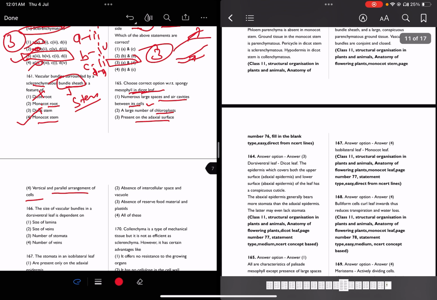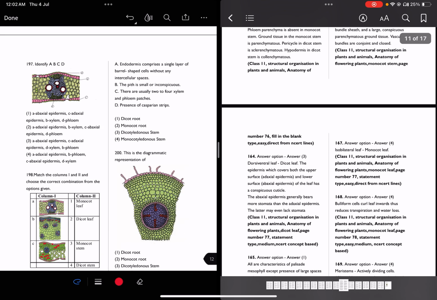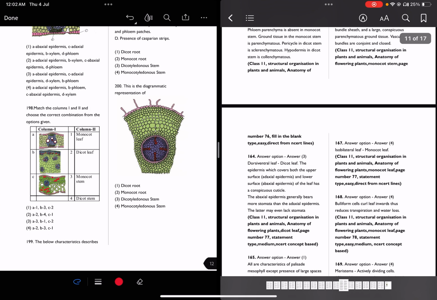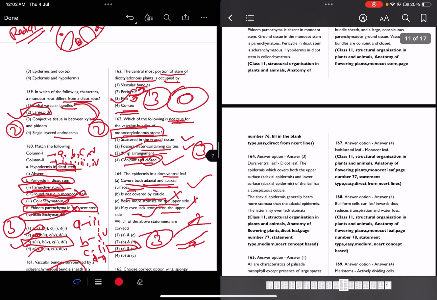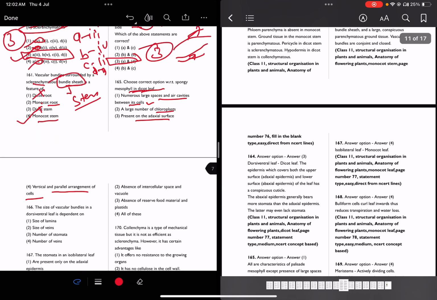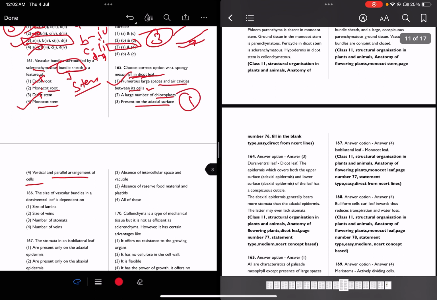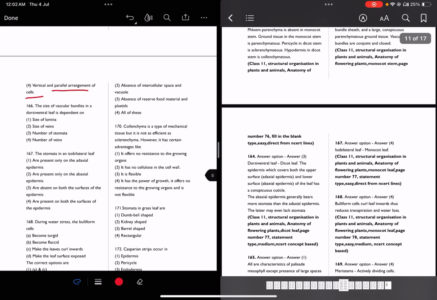Here, are we talking about monocot or dicot? We are talking about dicot, but it is the leaf. Whenever you see this structure, look: there is a large airspace and cavity. So the answer is clearly indicated. Option one is the correct answer. Now read question 166.